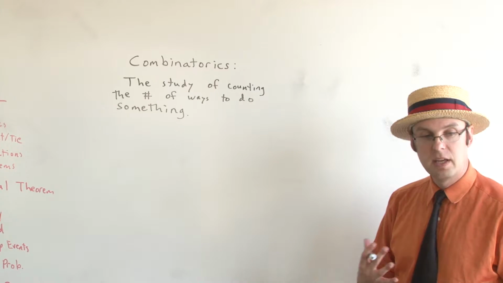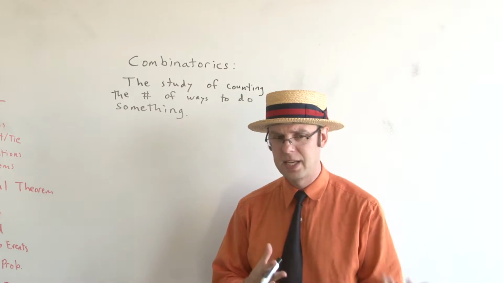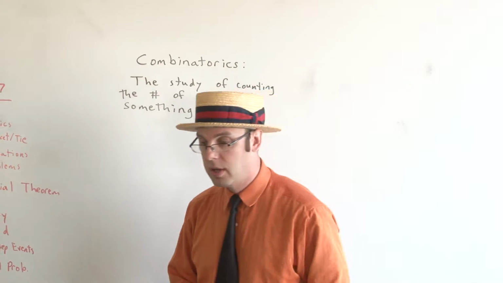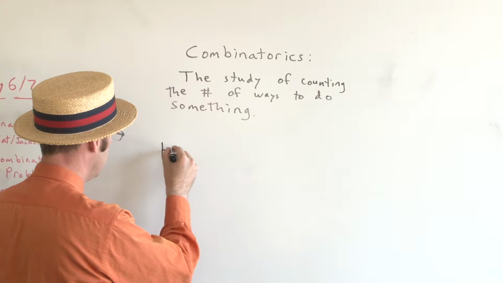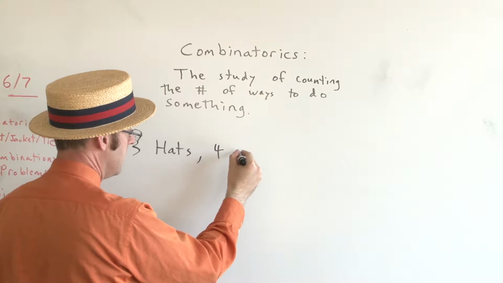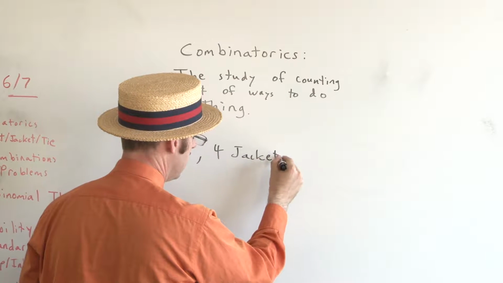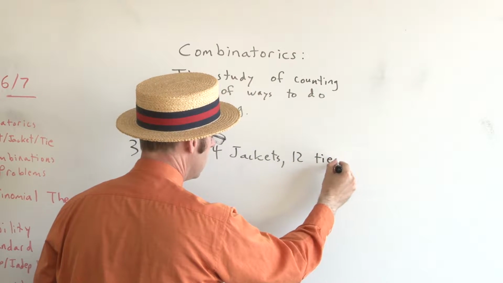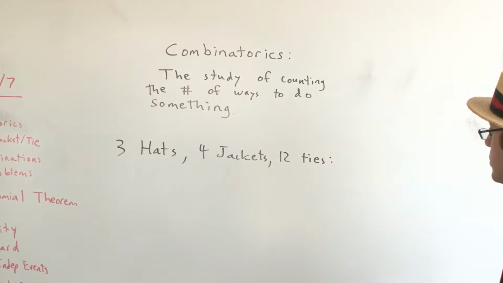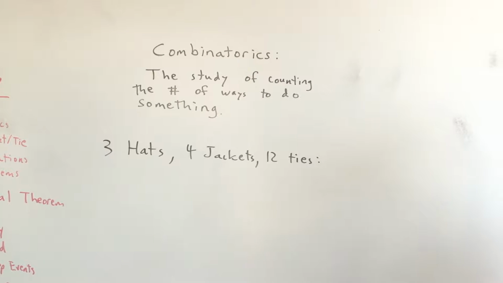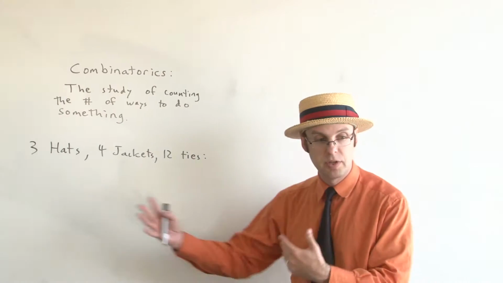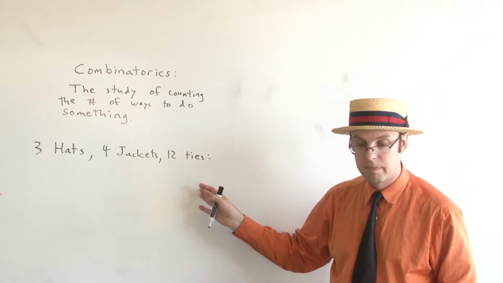You've definitely seen problems of the hat, jacket, tie variety, or the meat, cheese, bread variety, where you're just told that you have 3 hats, 4 jackets, and 12 ties, because you're a gentleman, and all gentlemen should have at least 12 ties. So how many different outfits can you make? Well, you just multiply all the different numbers together.